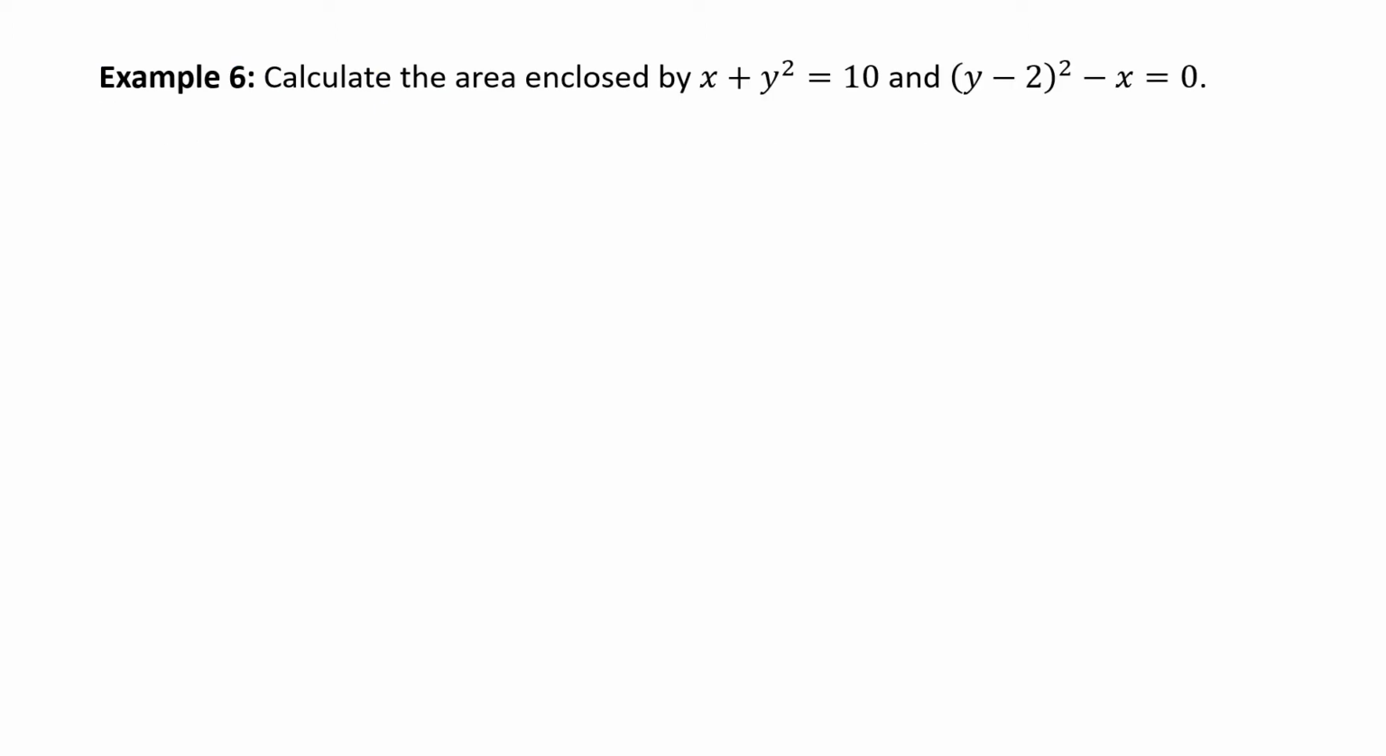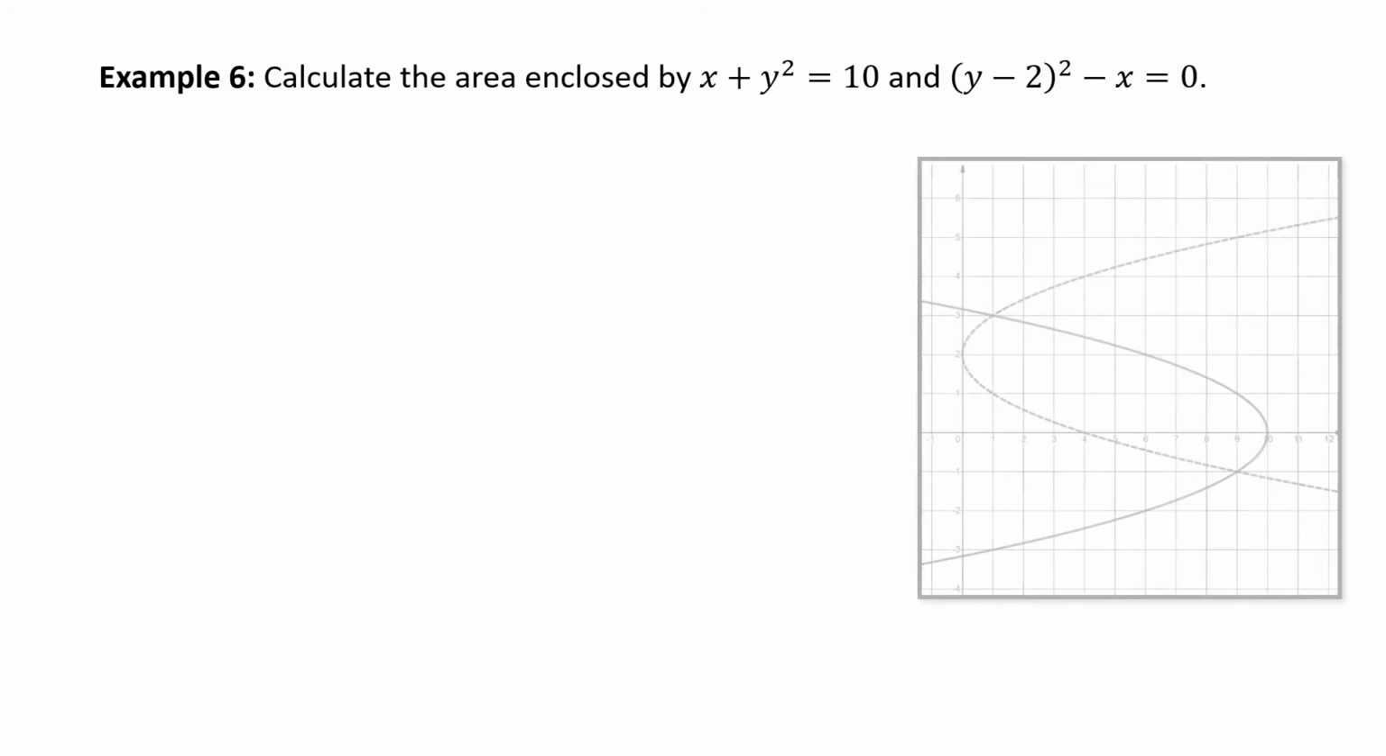Example: calculate the area enclosed by x plus y squared equals 10 and the quantity y minus 2 squared minus x equals 0. This problem does not give the bounds of integration, so we'll need to find them. Let's first sketch the graphs of these two equations for a visual of the area of the region.